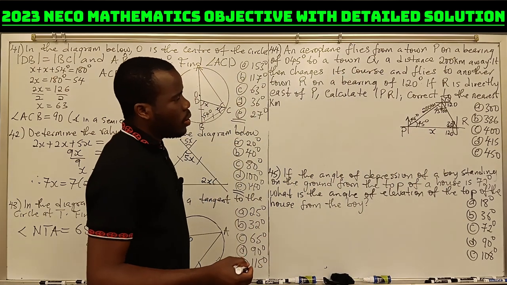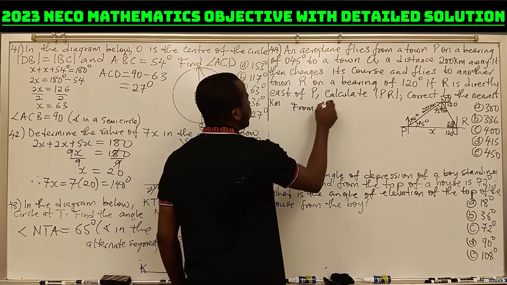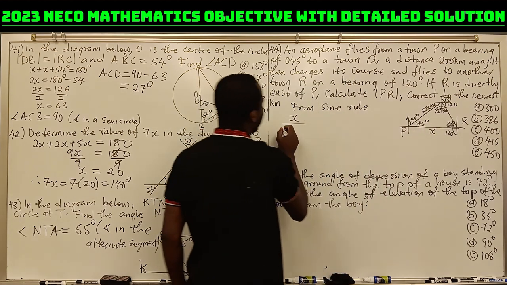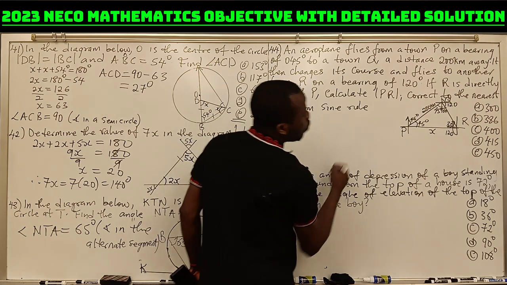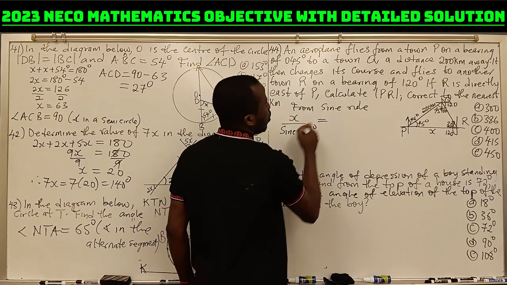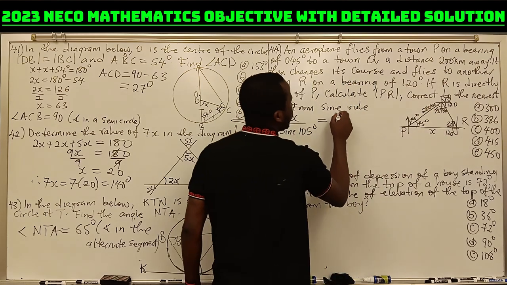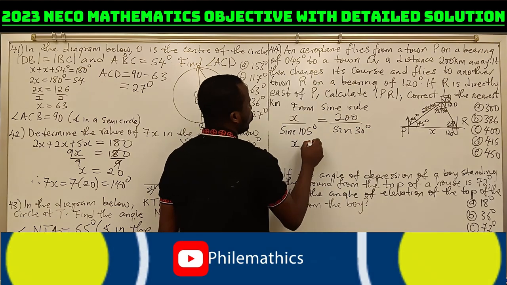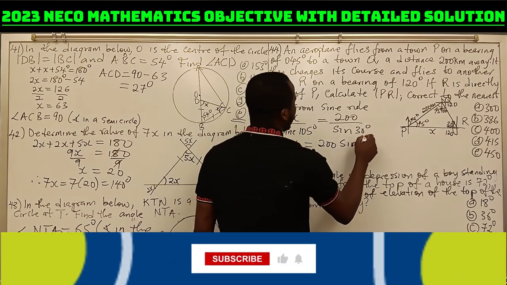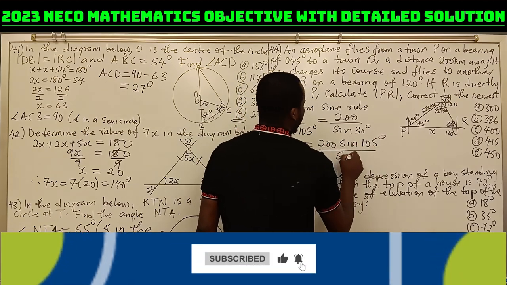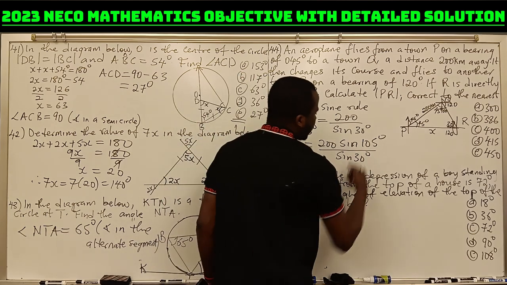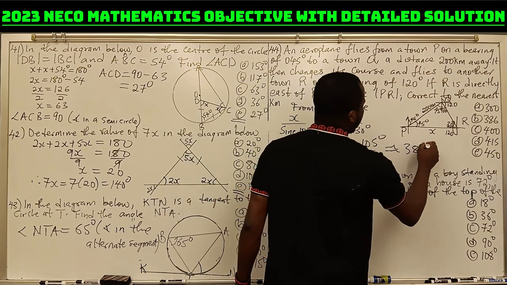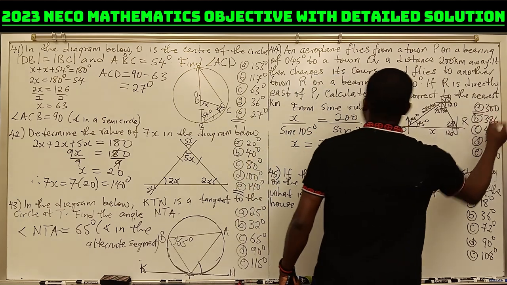We can simply use the sine rule. From the sine rule, we can say x over sine of the angle opposite it, sine 45 plus 60 is 105, equals, we know this length, 200 over sine the angle opposite it, 30 degrees. So x will be 200 sine 105 degrees over sine 30. If we multiply 200 by sine 105 degrees and divide by sine 30, which is 1 over 2, we'll have approximately 386 kilometers, which is A.